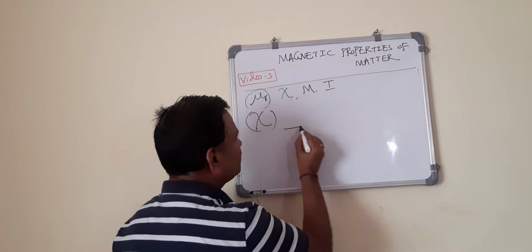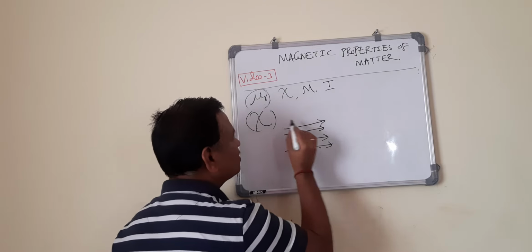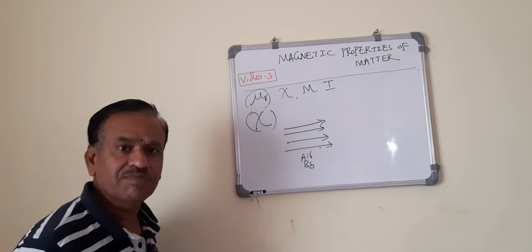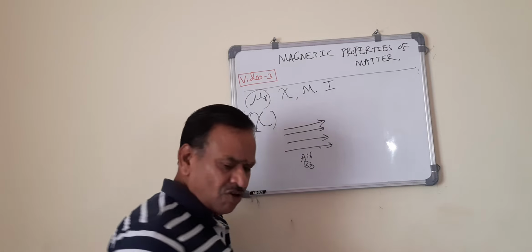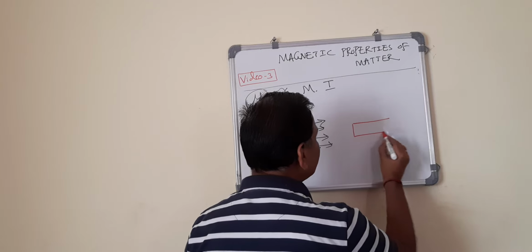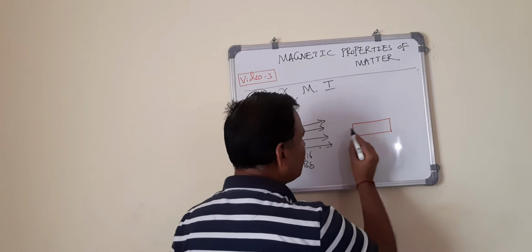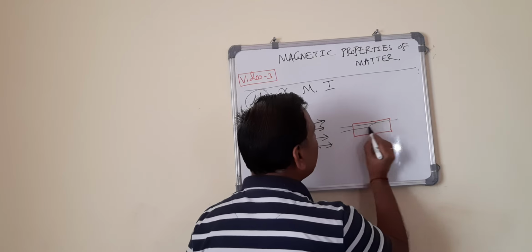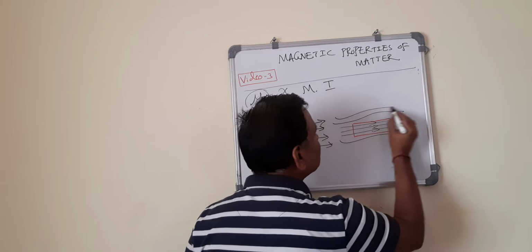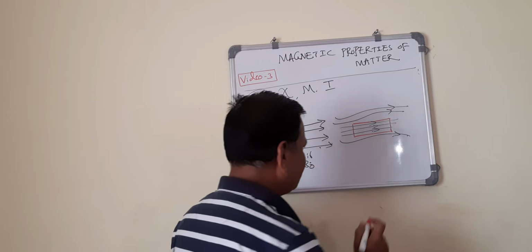For example, these are the magnetic lines of force in the air medium. I will call it B naught. Next, I am considering one medium. It may be copper, or aluminium, or platinum, whatever it may be. Now the lines of force will pass through this material like this. Lines of force are passing through it. And I will take another material.